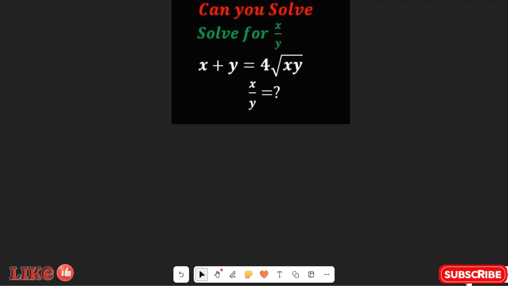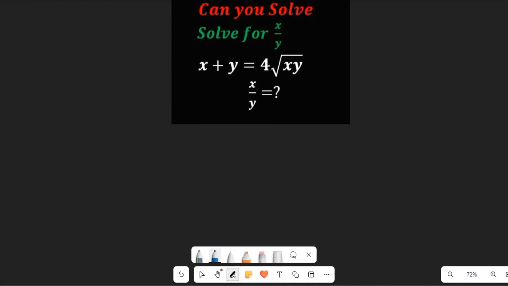Now let's get started. If you are given this expression, the first thing to do is to clear one obstacle found there, and that is the square root obstacle. To clear that square root obstacle, we're going to take the square of both sides.